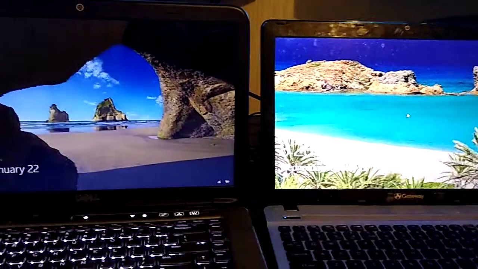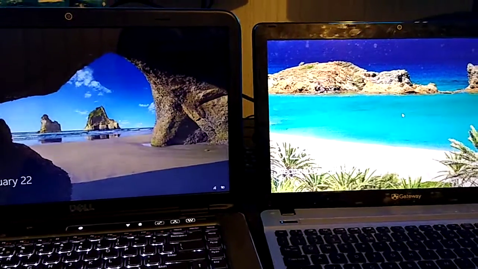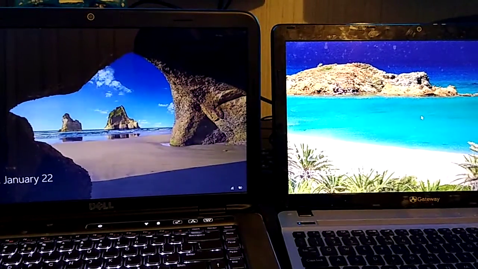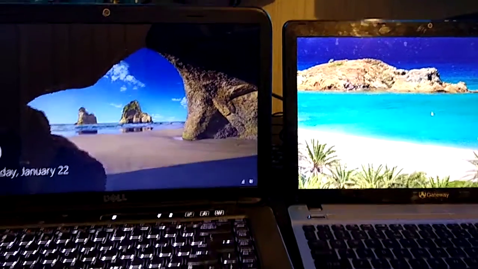There you go. Now, granted, the Gateway was, I mean, that's not terrible, but wow, that SSD really makes a difference.